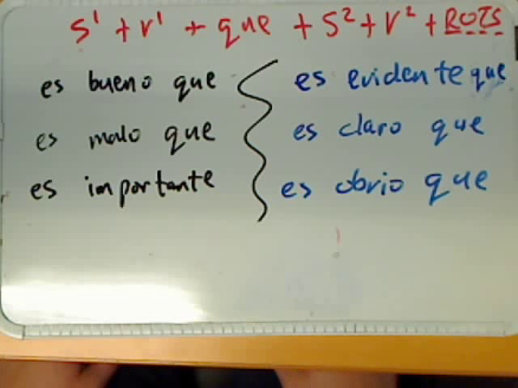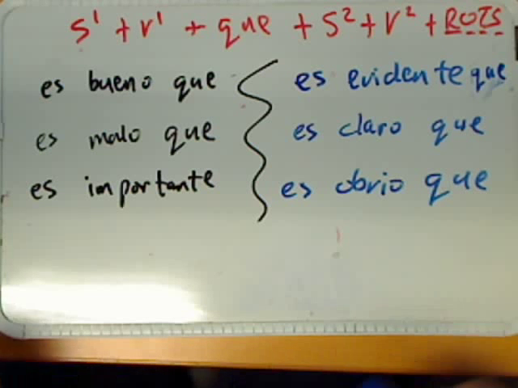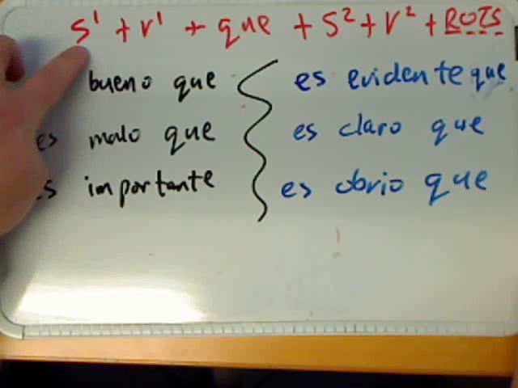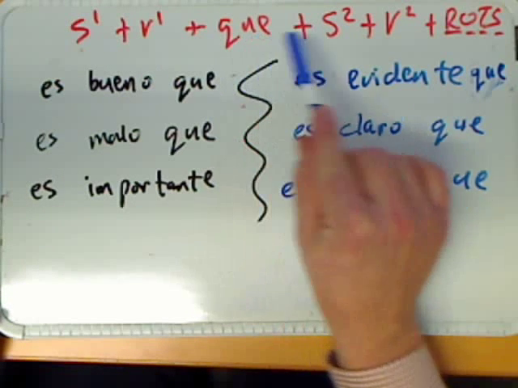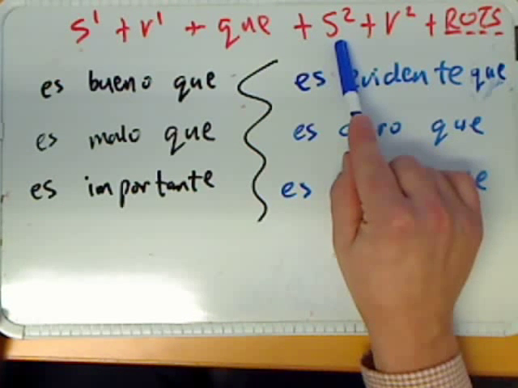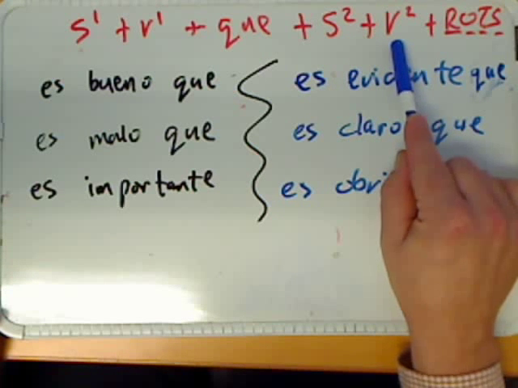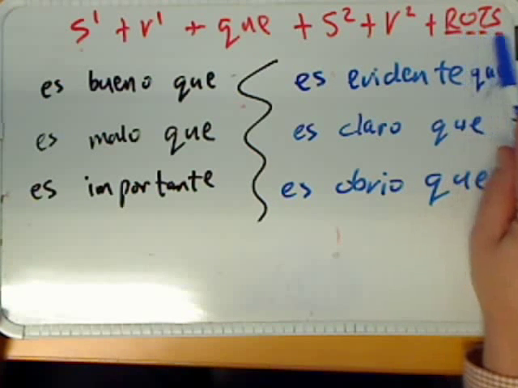Some impersonal expressions trigger the use of the subjunctive, and a few impersonal expressions trigger the use of the indicative. To remind you, the basic subjunctive sentence equation that we've been working with contains subject 1 and a verb 1 plus que, and then you have a subject 2 and a verb 2, and I like to say rot, which is the rest of the story.